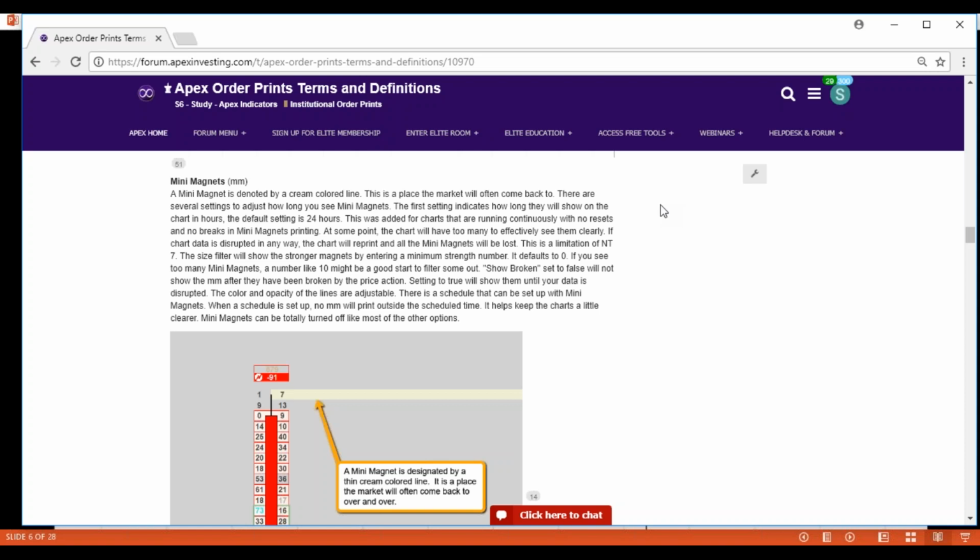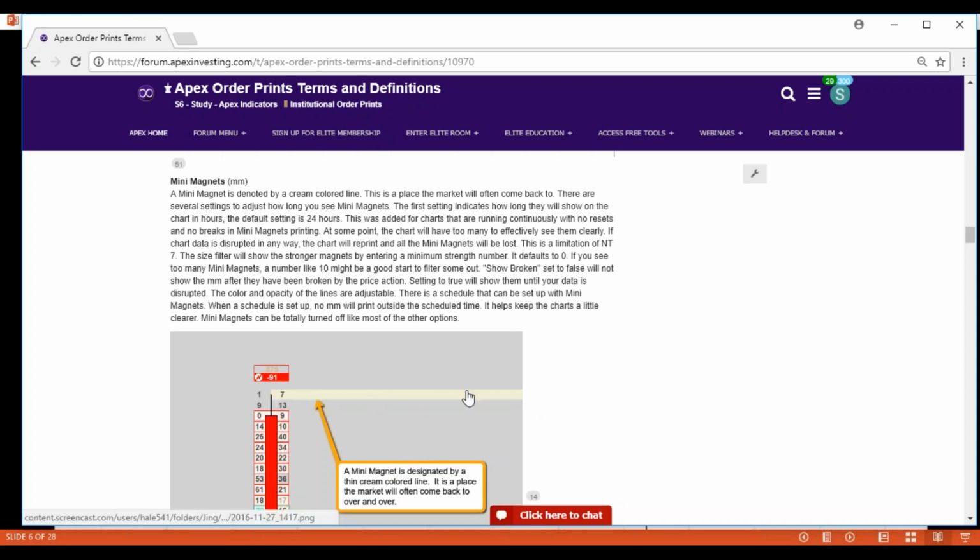There are several settings to adjust how long you'll see mini magnets. The first setting indicates how long they will show on the chart in hours. So they're defaulted to 24 hours. It's defaulted on some of the charts to stay on there for 24 hours, but on some of your charts we've had them where they'll only stay for X amount of hours, or they'll go away when they've been broken, which is how your chart should be defaulted right now. So once the market comes back and hits those levels, they'll stop plotting forward.